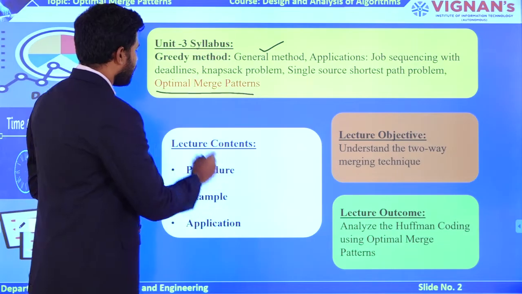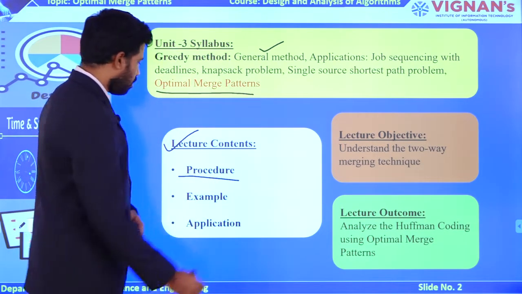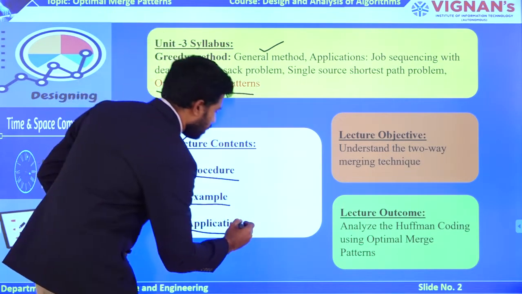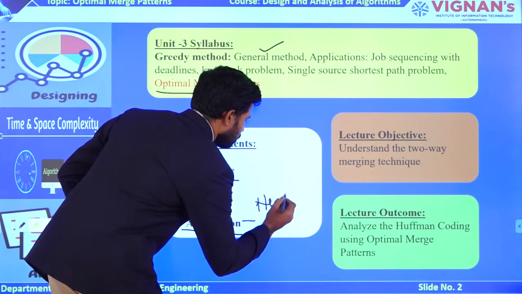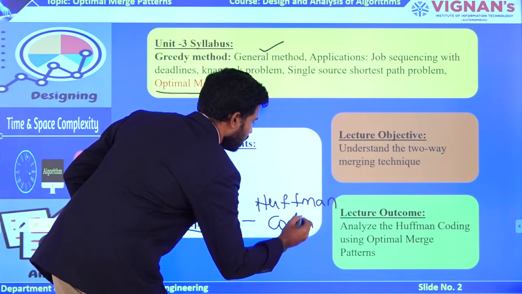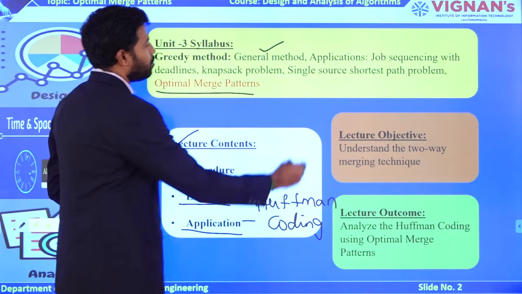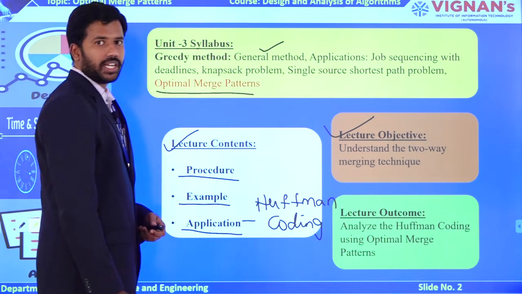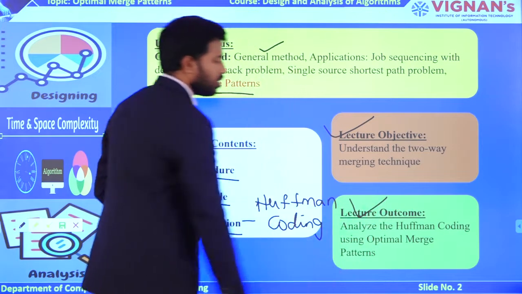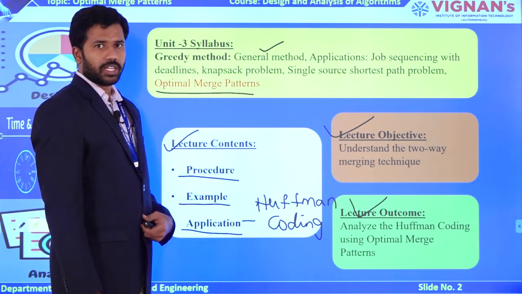The main contents of this lecture are: we will understand the procedure of optimal merge patterns, followed by an example, followed by an application. The application is Huffman coding, which we are going to learn under this concept only. The main objective of this lecture is to understand how to apply the two-way merging technique, and the main outcome is that you will analyze the Huffman coding concept with the help of optimal merge patterns.